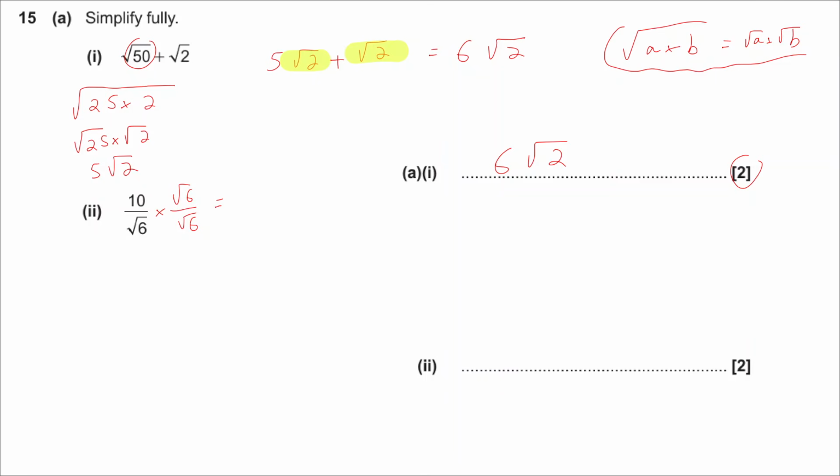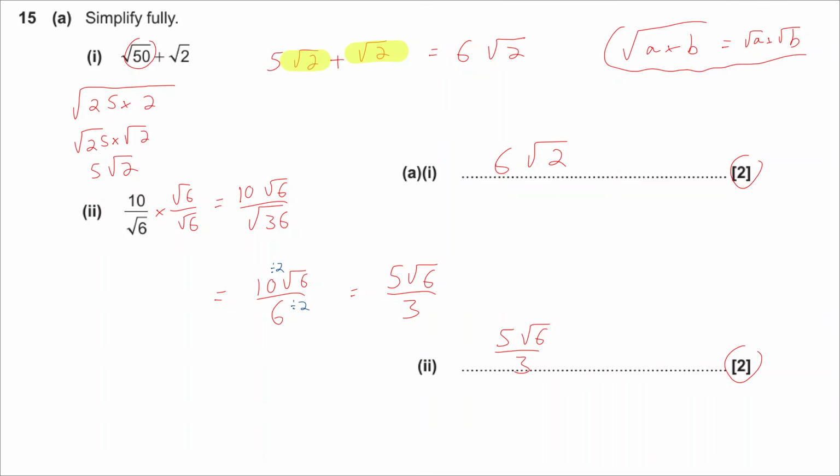Now, if you do the top, 10 times root 6 is just going to be 10 root 6 on the top, and then you've got root 6 times by root 6, which is going to be equal to root 36. So that's going to be equal to 10 root 6 over root 36 is equal to 6. And we can do a bit more simplifying here, because 10 and 6 you can go and divide by 2 and divide by 2. So this is going to be equal to 5 root 6 over 3, and this is your answer, 5 root 6 over 3.